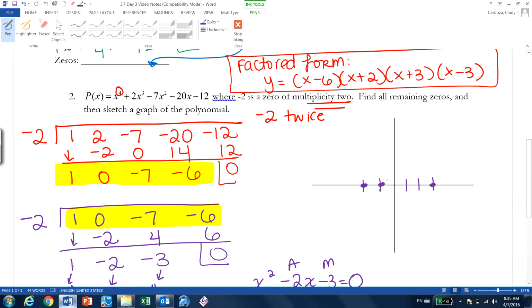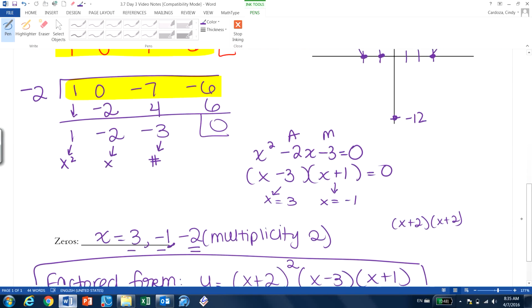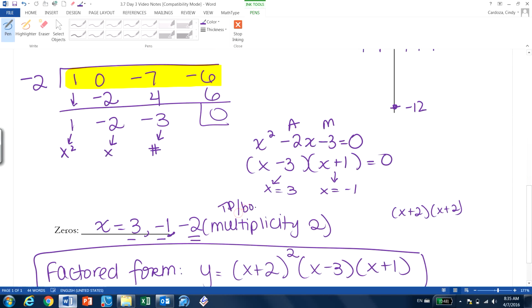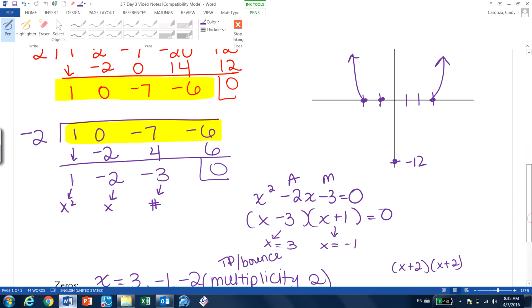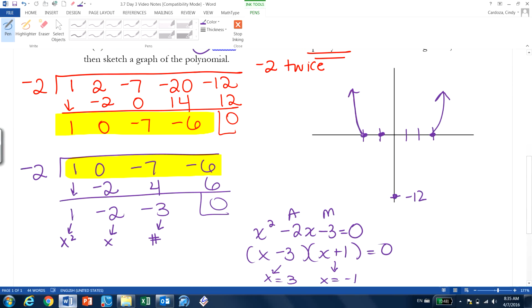Okay, so my 4 x-intercepts are -1, -2 twice, and 3. My y-intercept is -12. I know that because it's right here. If I make all of these 0, I get -12, okay? My end behavior is even positive because my degree is 4. So I know my end behavior, both my arrows are going up, okay? So at -2, you guys, -2 is going to be my turning point because it has a multiplicity of 2. Remember that turning point or that bounce that we talked about yesterday? So as I come down, I'm going to bounce, go back up.